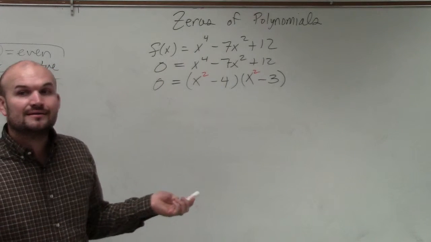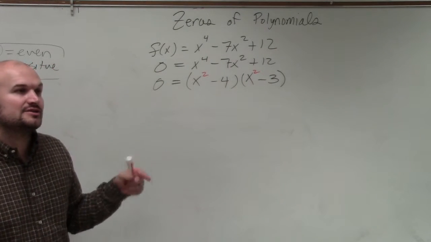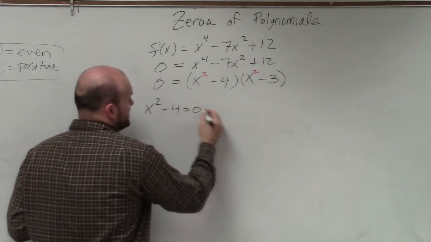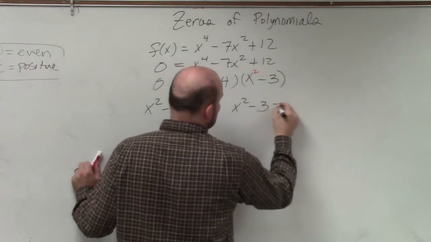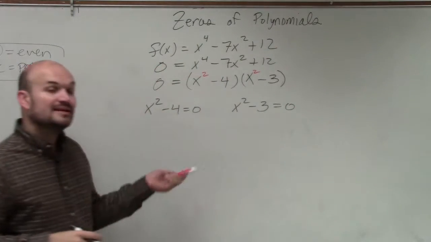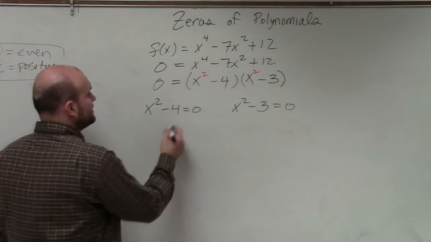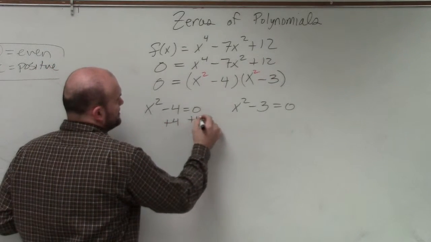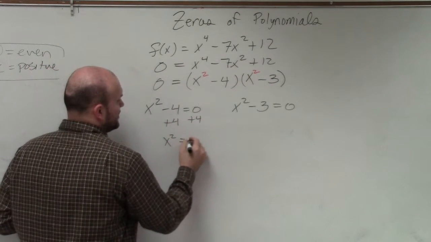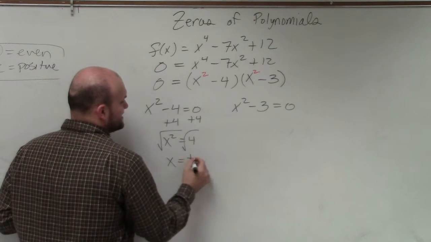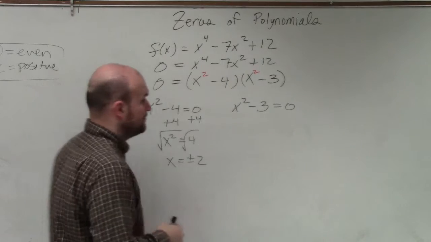Now I can go ahead and apply the zero product property. So I have x squared minus 4 equals 0, and x squared minus 3 equals 0. Now, is it possible for me to solve? Yes. So Anthony, the first thing I'd do is add a 4 to both sides. So I'd have x squared equals 4. Then I would take the square root of both sides, and x equals plus or minus 2.